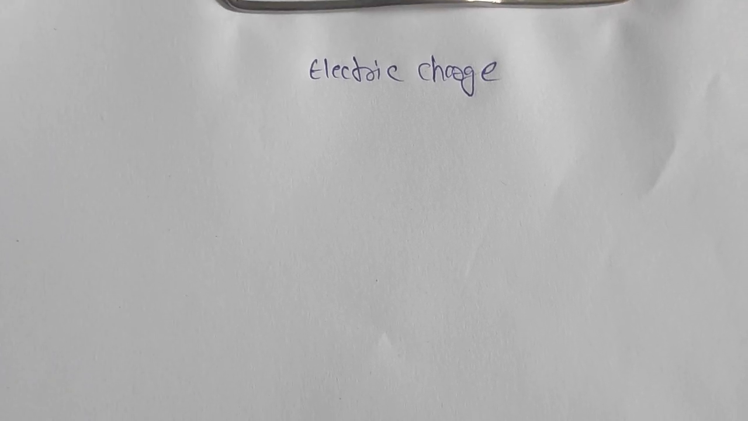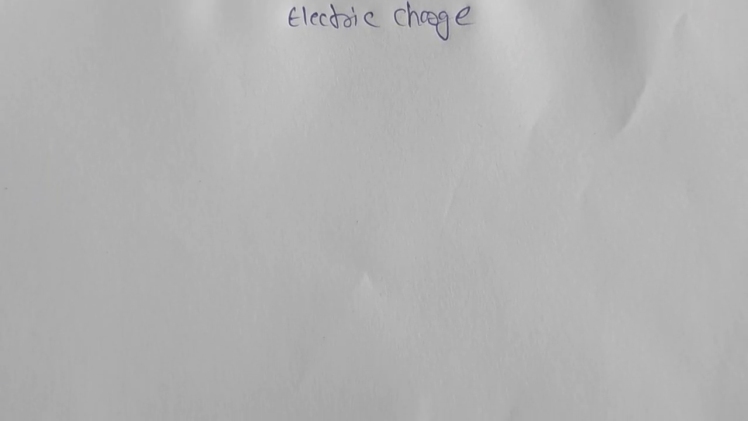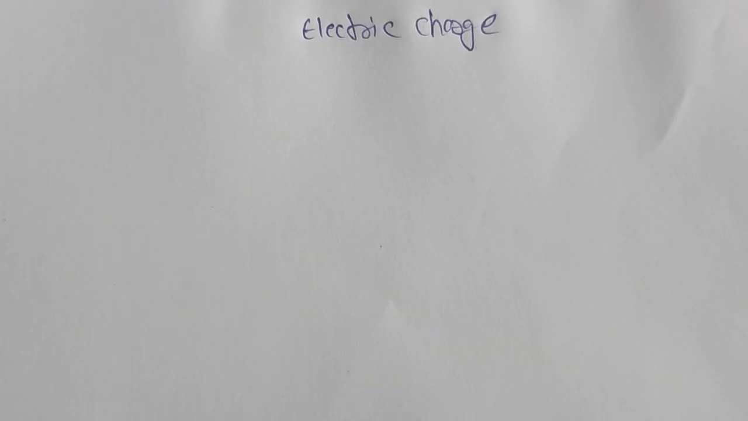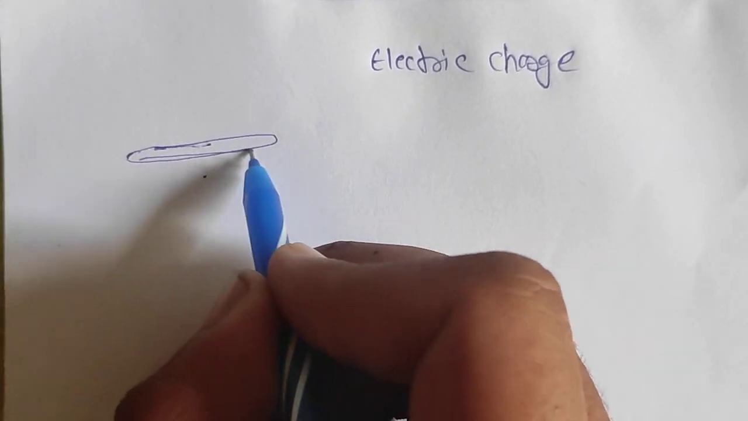Let's begin chapter 1 with electrostatics. First, we understand what electric charge is. According to the definitions, when we rub, for example, this silk rod.